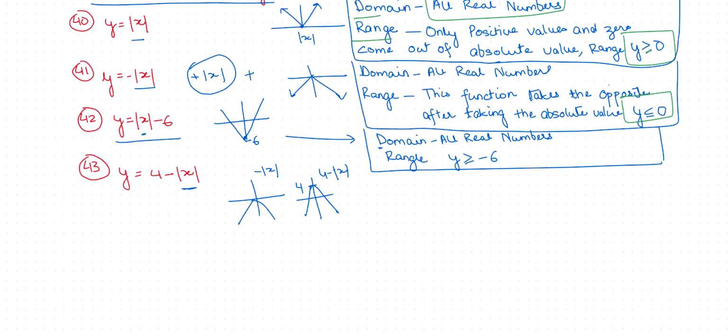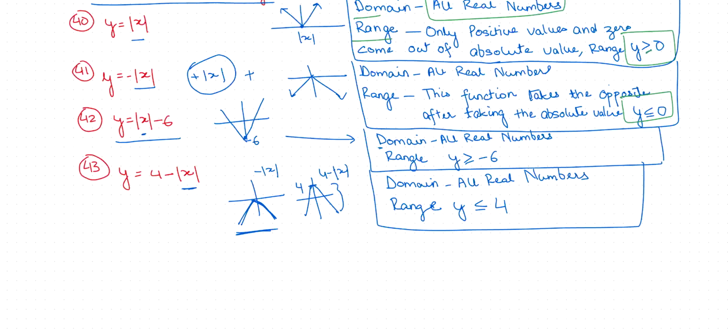So these all are range values. Okay. So first it is multiplied by negative, so all values are negative. Then 4 is added to the negative absolute value of x. So all values are less than or equal to 4. So the domain is all real numbers and the range is y less than or equal to 4.